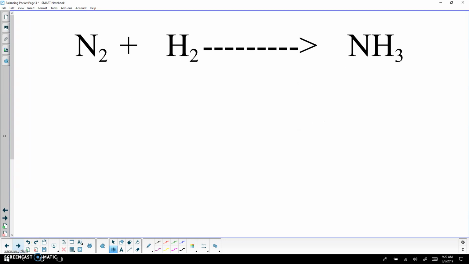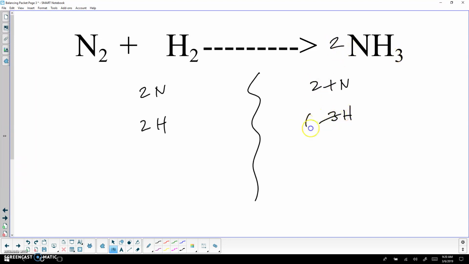For number 28, atom inventory. 2 nitrogens, 2 hydrogens. Over here, I have 1 nitrogen and 3 hydrogens. Okay, well, I could start by, let's see, we have 2 and 1, so if I put a 2 there, that's going to make my nitrogen 2. Hydrogen's going to turn into 6. All I have to do then is put a 3 here, and 3 times 2 will give us 6. 1, 3, and 2 are the coefficients.